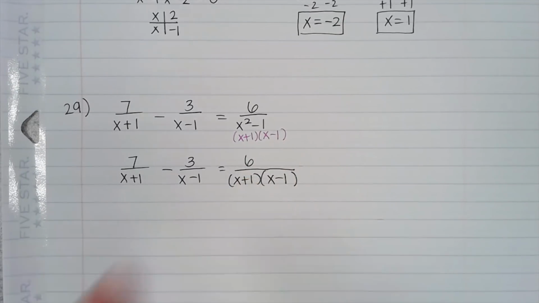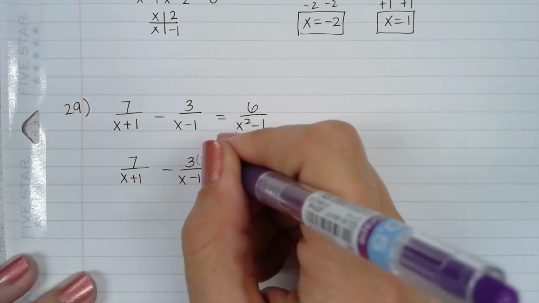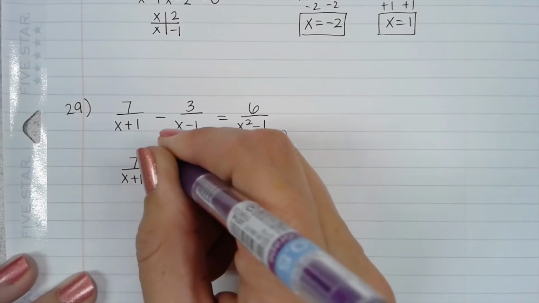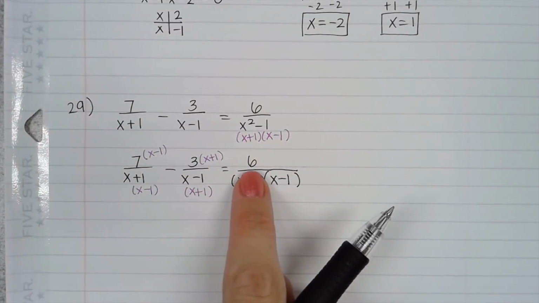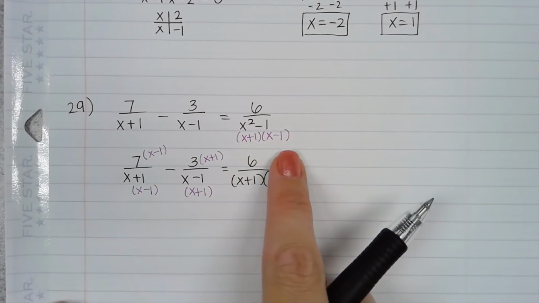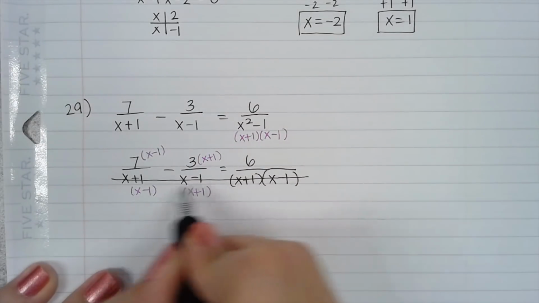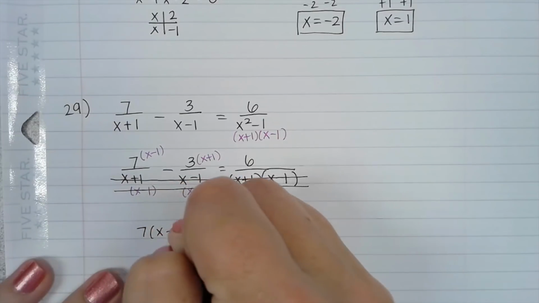This one has an x plus 1 and an x minus 1. This one only has the x minus 1, so this one's going to need the x plus 1. And then this one only has the x plus 1, so this one's going to need the x minus 1. Notice that the numerator on this fraction didn't need to have anything multiplied to it because it already had both parts of the bottom. I'm going to cross out my denominators, and I'm going to write down the resulting equation that comes from the numerators.